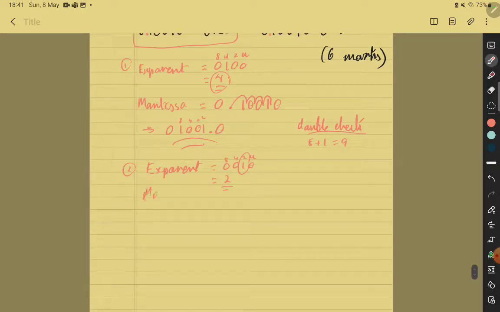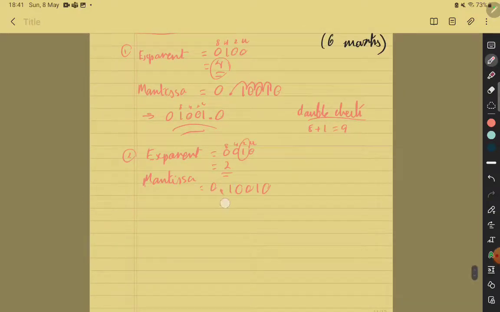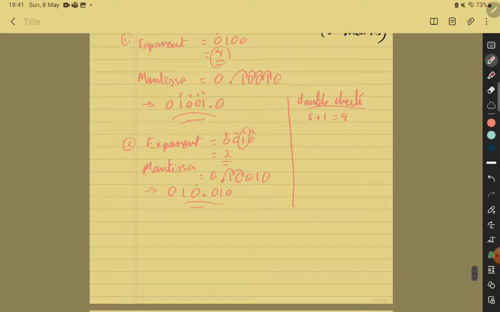Mantissa, the mantissa is given as 0.10010. How many times do you shift the decimal point? 2 times. 1, 2. So the number is equal to 010.010, which, as a double check, I'm going to put in this column. Units, 2's, 4's, and this is a half, a fourth. You won't be able to see that, but that's a fourth. So that's the same as 2 plus a fourth, which is equal to 2.25.